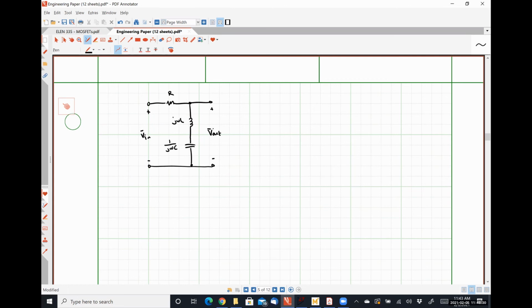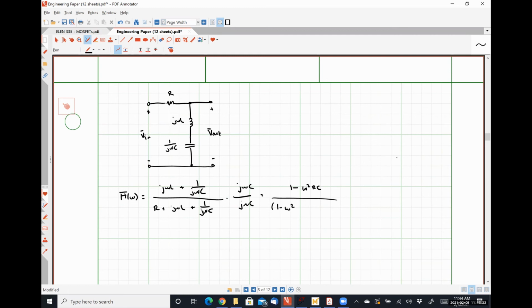All right, so our transfer function H of omega is going to be J omega L plus 1 over J omega C, divided by R plus J omega L plus 1 over J omega C. Multiplied by C over J omega C, that gives us 1 minus omega squared LC divided by 1 minus omega squared LC plus J omega RC. Oh, sorry, I said RC at first; that's LC.